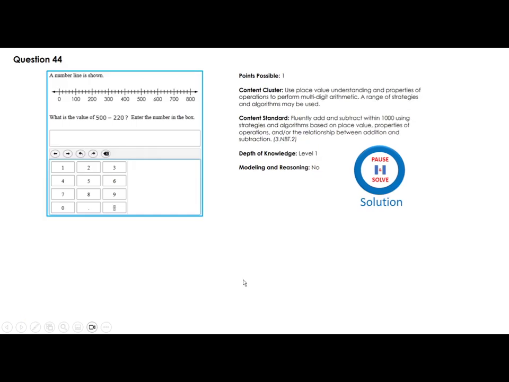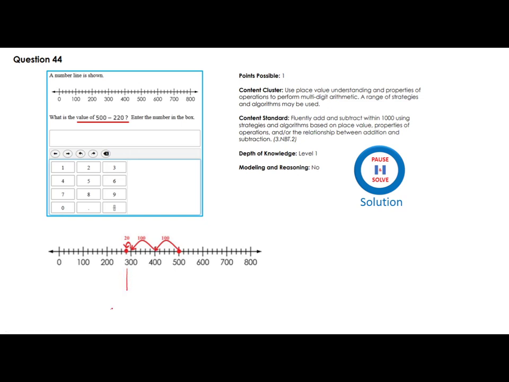A number line is shown. What is the value of 500 minus 220? So that's your 500 here. And you need to take away from 500, 220. Okay, so you can take away 100, another 100, another 20. You get to this point, and this point is what? 280.